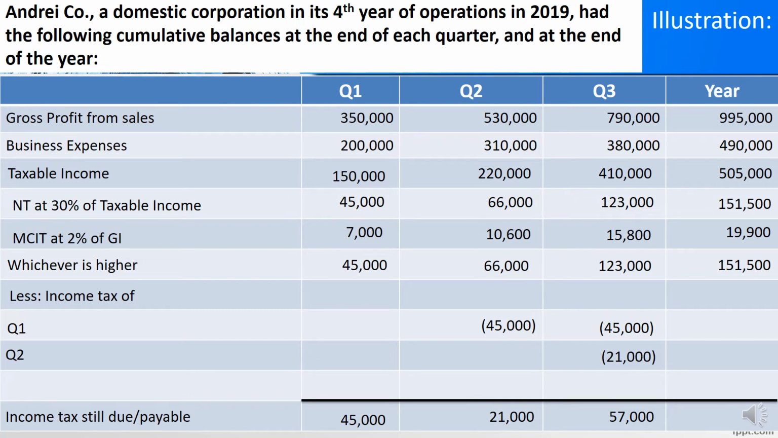For the annual income tax return, we will be deducting from 151,500 the tax payments for the first quarter of 45,000, second quarter of 21,000, and third quarter of 57,000. Thus, there is still an income tax due of 28,500. That is how to compute for the quarterly and annual income tax returns of a domestic corporation.